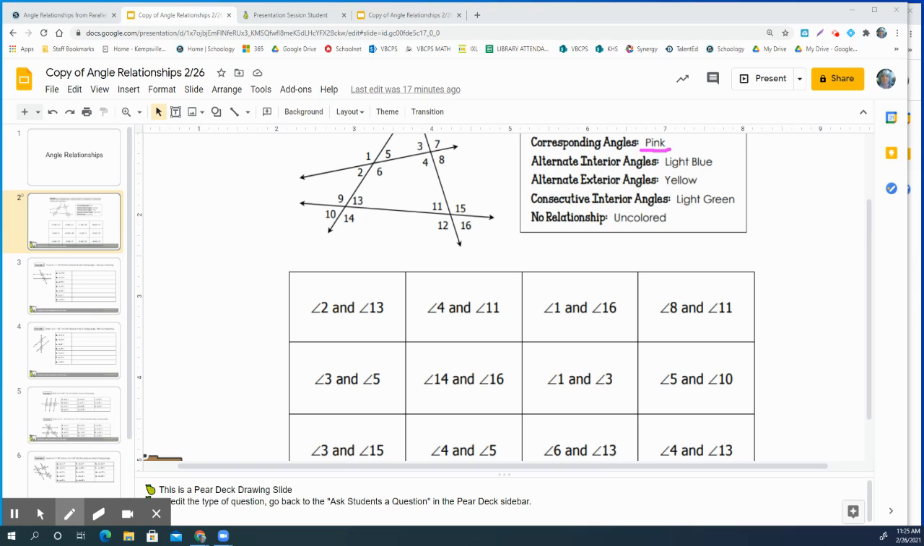Okay, guys, we're working on this pair deck. Let's go in order because maybe that'll help. So 2 and 13. 2 and 13, what's their relationship? If this is the transversal, are they on the same side or are they alternate? Alternate. So are they inside these lines or outside these lines?